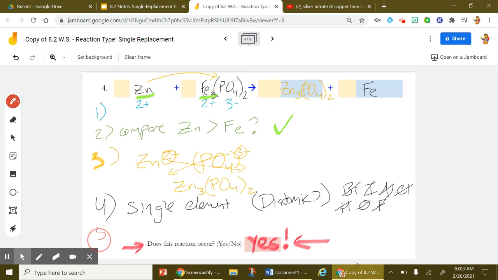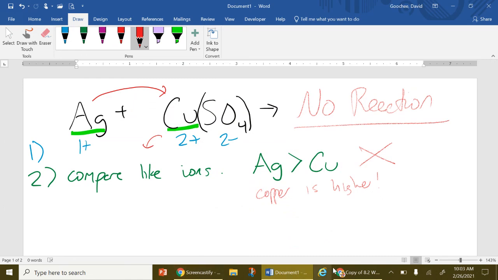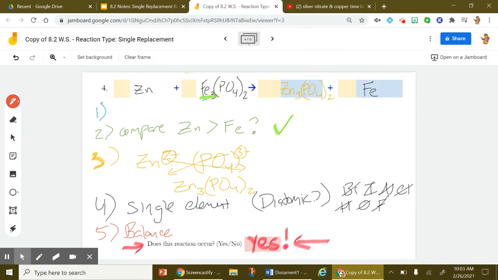And lastly, we balance. Okay, we balance. Let me erase some of the superfluous stuff here to make it easier to see. Okay, so here we go. We got a zinc and 3 zincs. So I'm going to put a 3 here. We've got 3 irons and 1 iron. So I'm going to put a 3 here. And then we've got 2 phosphates and 2 phosphates. Okay, that's it. That's balanced.